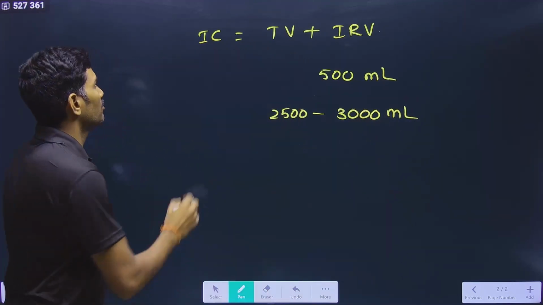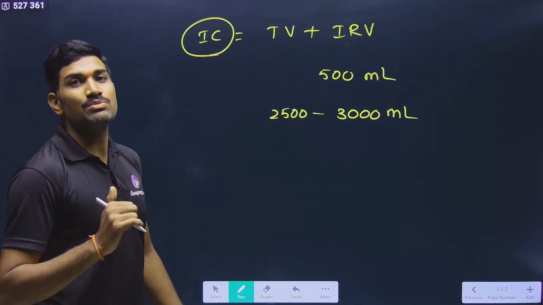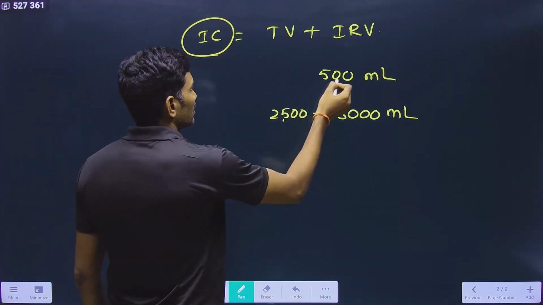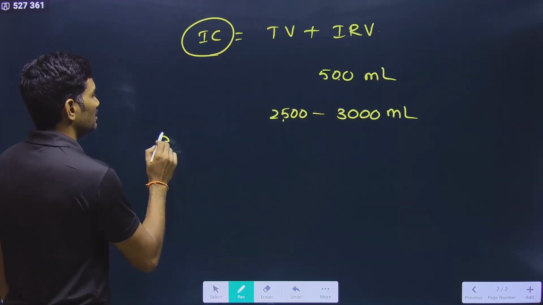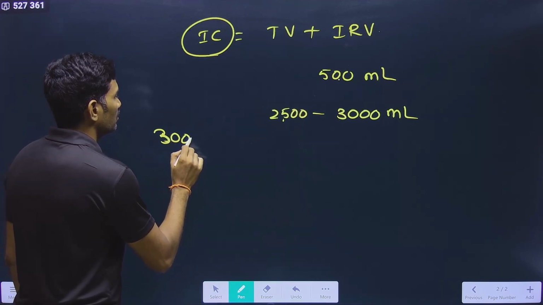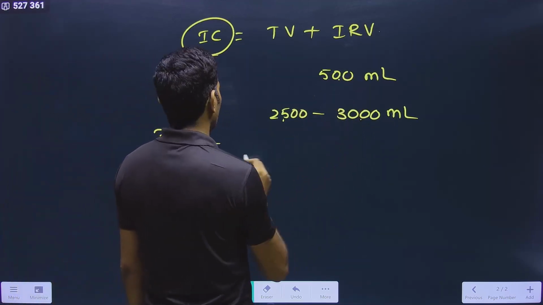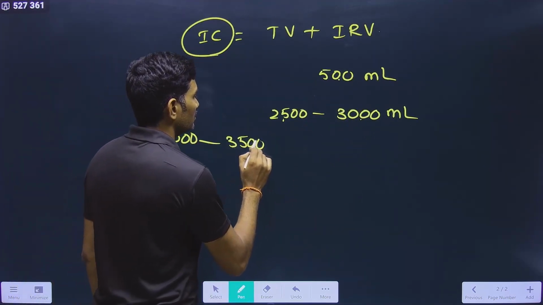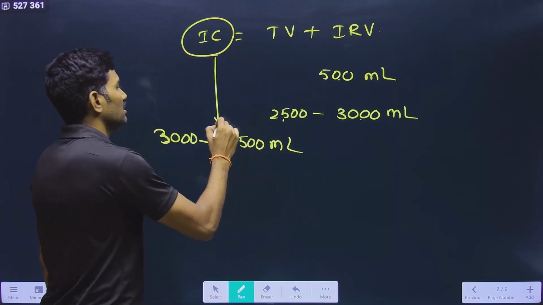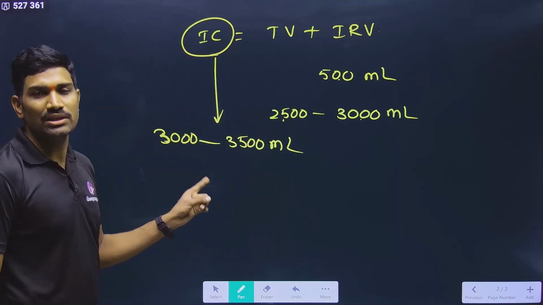Now they may ask about this inspiratory capacity. What is the inspiratory capacity? Add this: 2500 plus 500 is 3000. 3500. This is the inspiratory capacity. Like this you need to write it.